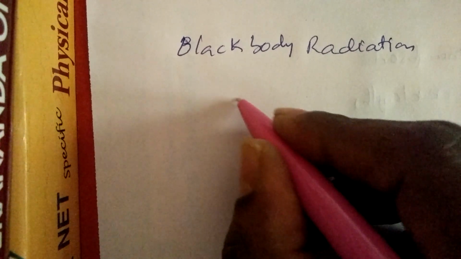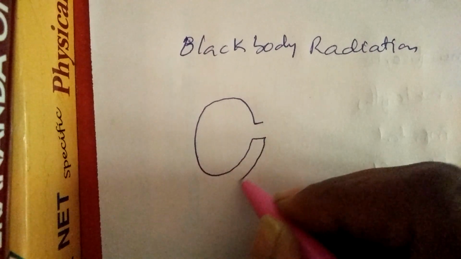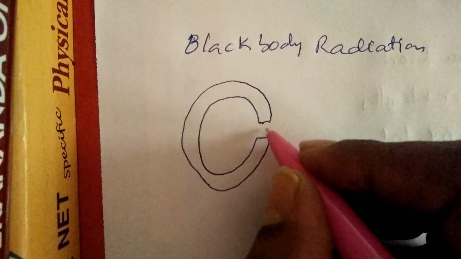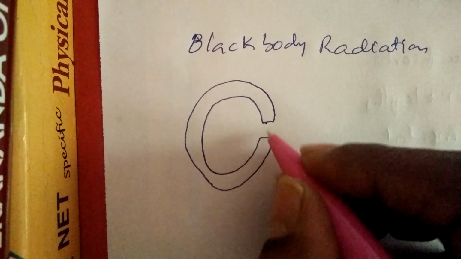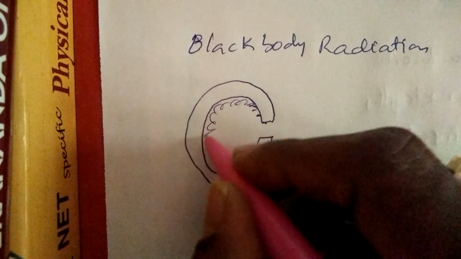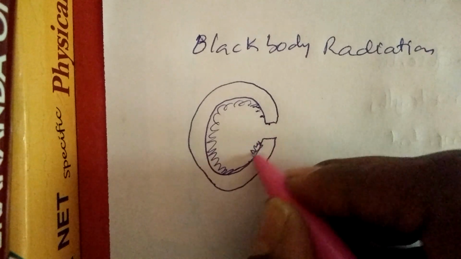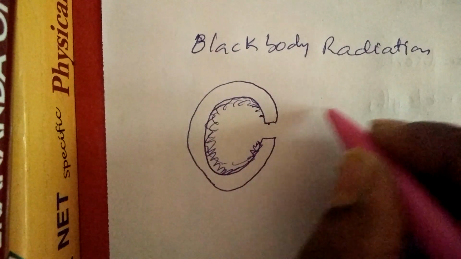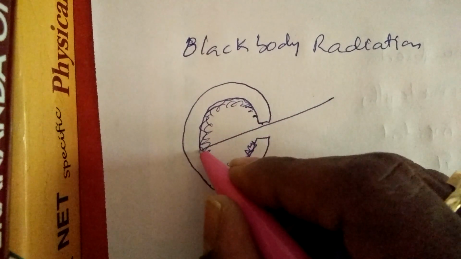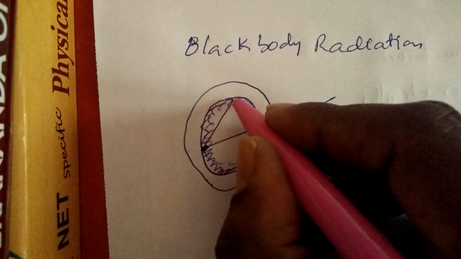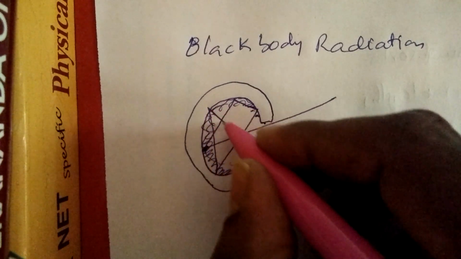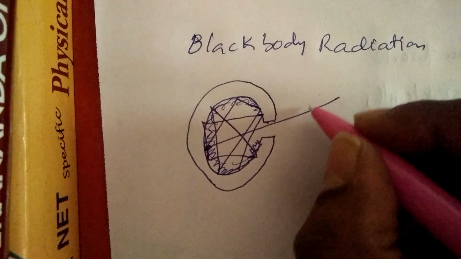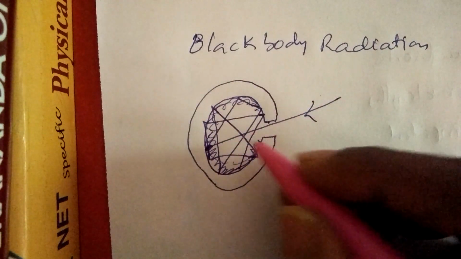Suppose you take a black body which has a small cavity for the radiation to enter, and inside it is coated with lamp black. When radiation is incident on the black body, it absorbs all kinds of radiation by multiple reflections, like this. The total radiation incident on the black body is absorbed.